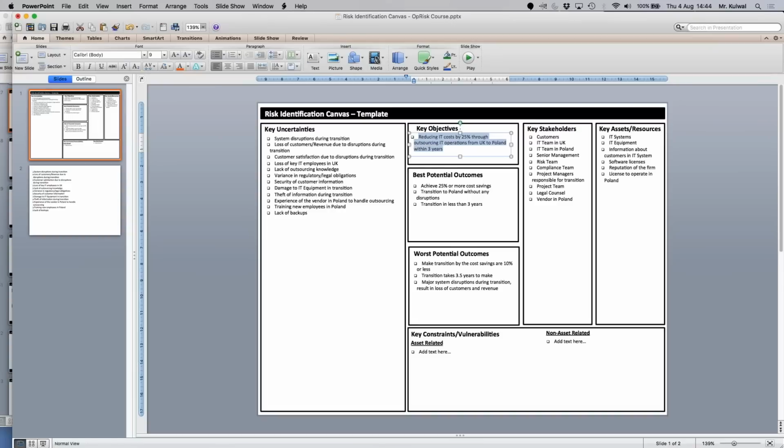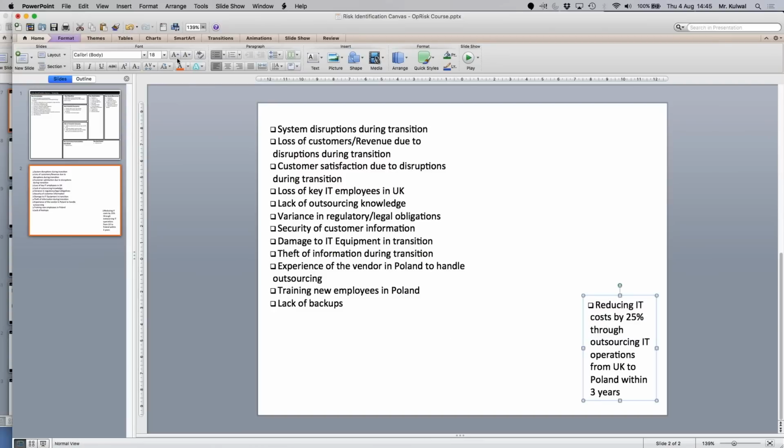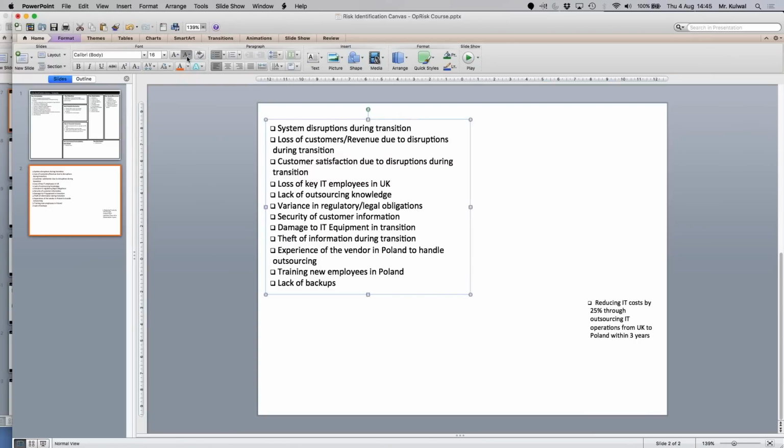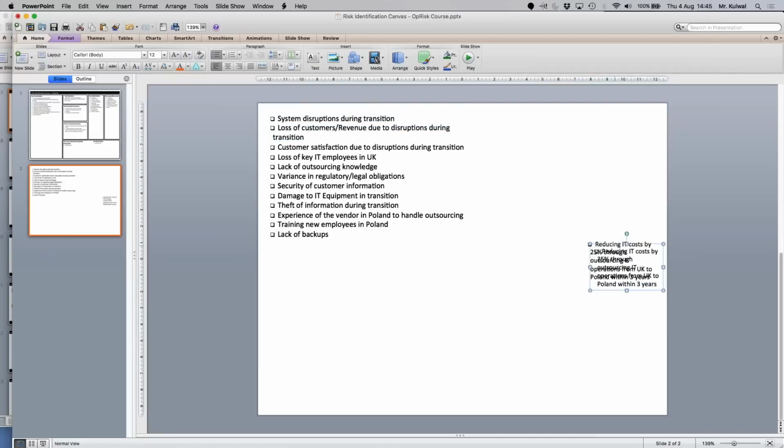Okay, so what we want to identify here is we will always keep the objective. So let's take the objective, and we will put it on the right-hand side somewhere. Let me just reduce the font a little bit. And now what we need to do is identify which of these uncertainties are actually consequences which will influence that objective. System disruption on its own doesn't necessarily impact that objective. And loss of customers and revenue also doesn't necessarily directly relate with that particular objective.